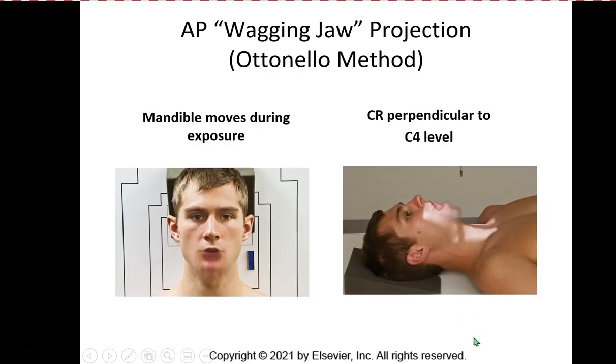All right, there is one last projection where you can visualize the DENS if you're having trouble seeing it in the AP open mouth. And that is called the wagging jaw projection. Okay, so in the wagging jaw projection, you position the skull just like you would for an AP open mouth. So in other words, you draw an imaginary line from the top teeth to the base of the skull, and that line should be perpendicular to your image receptor. So just like the AP open mouth, you already know how to do that.